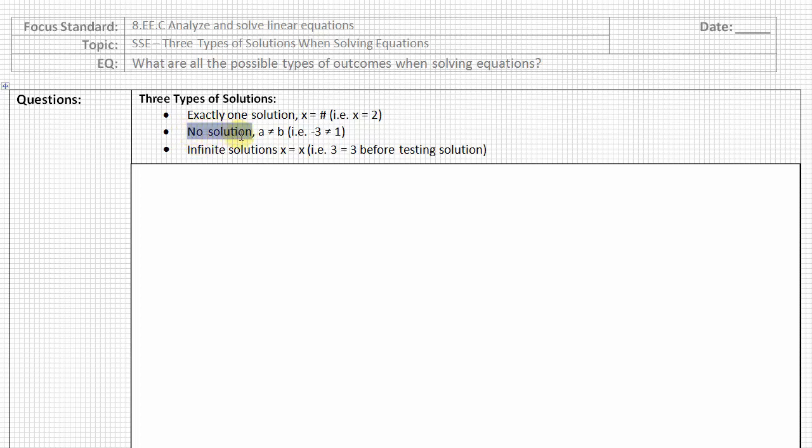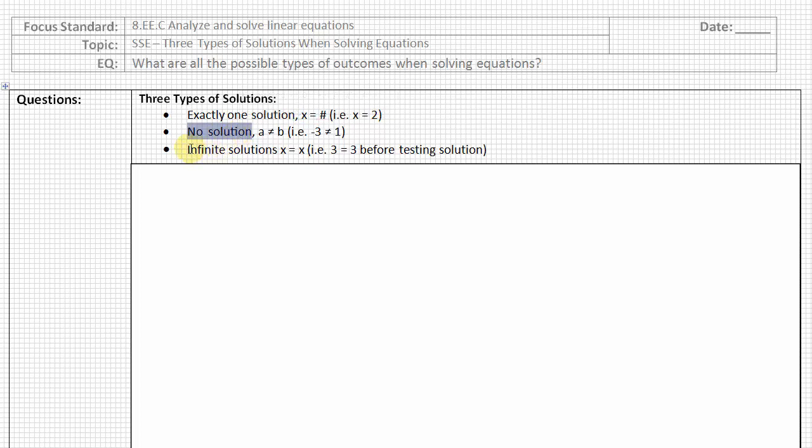The second is no solution, and that means you do all the steps 1 through 3, and you get down to two different values which cannot be equal. So an example like -3 cannot be equal to 1. If I've done steps 1, 2, and 3, meaning I've simplified, I've balanced, and I've tried to isolate the x, and I get something like this, then what I have is no solution. We're going to talk about what that means when we see it down below.